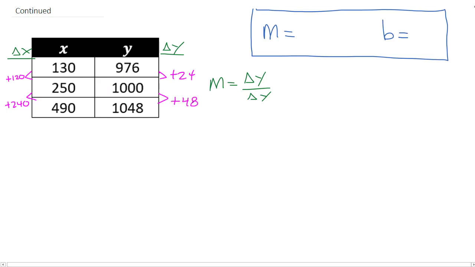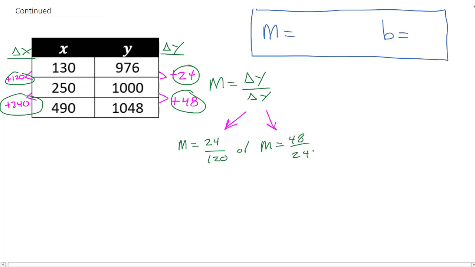Now, it might not appear that we have a linear equation here because we're kind of jumping around our numbers. They're not going in order on our x side, right? Our independent variables, the x's, seem to be jumping around a bit. But let's look at two different ways of calculating our slope here. I could do the change in y, 24 here, divided by the change in x, 120. Or I could do 48 divided by 240.